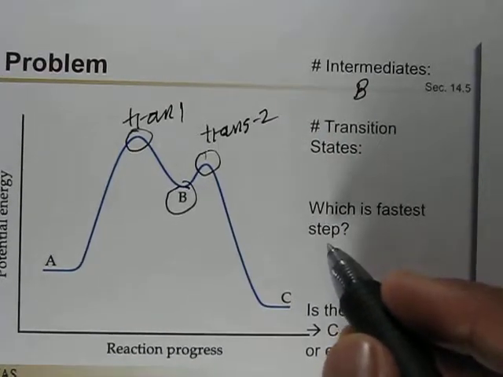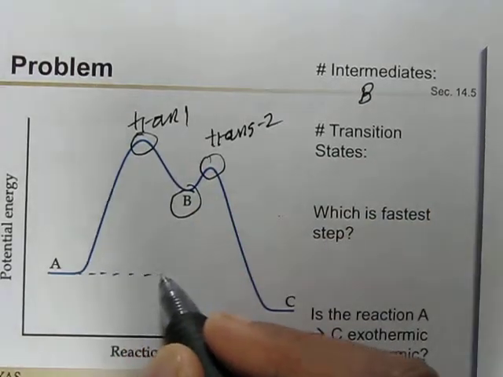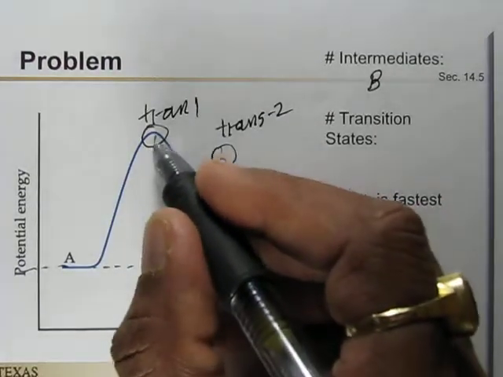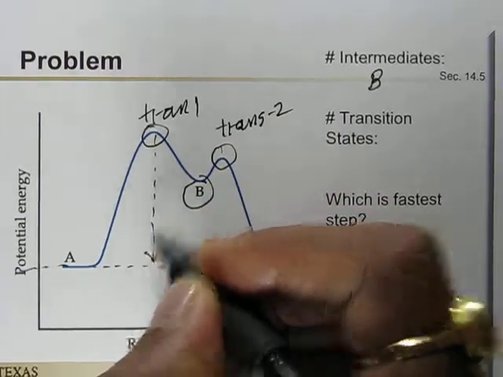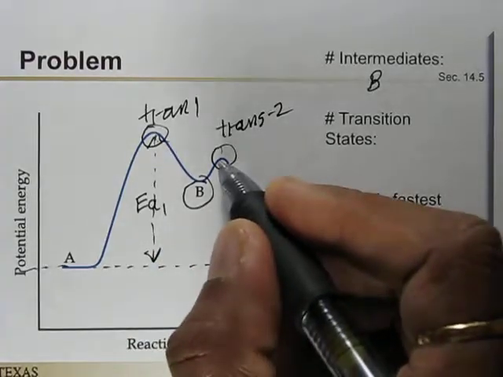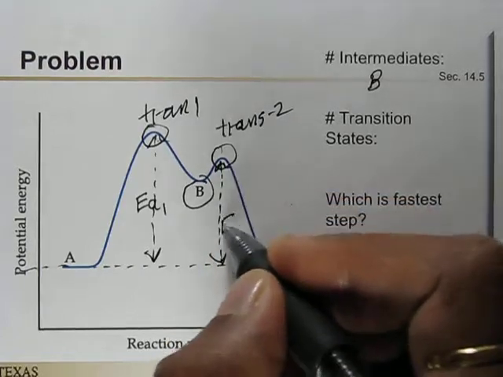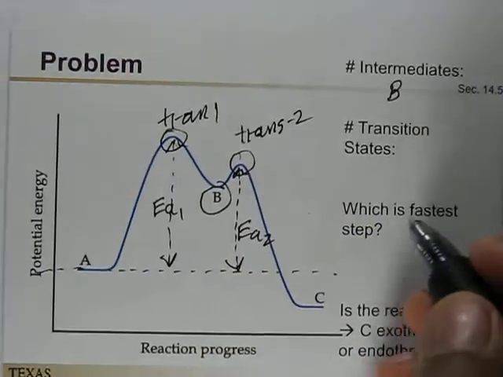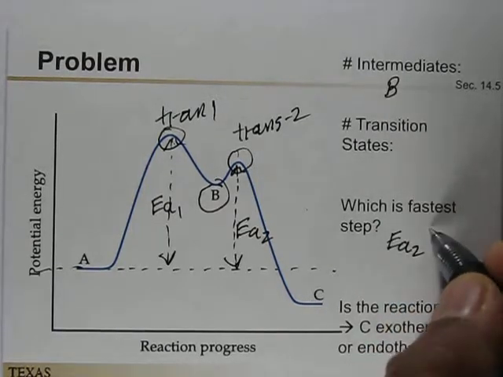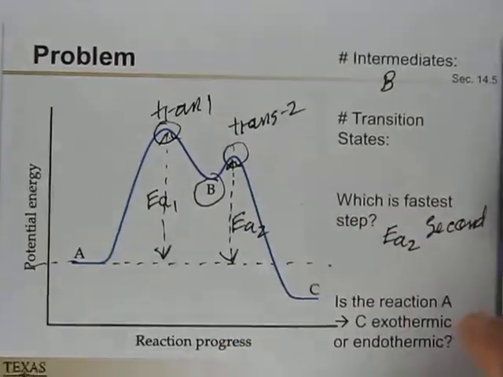Which is the fastest step? Here, how will you determine the fastest step? You can draw a line from the reactant energy level and then find out the activation energy, and see which one is lower, EA1 or EA2. So I will say that the second step is the fastest one, because its activation energy is less.